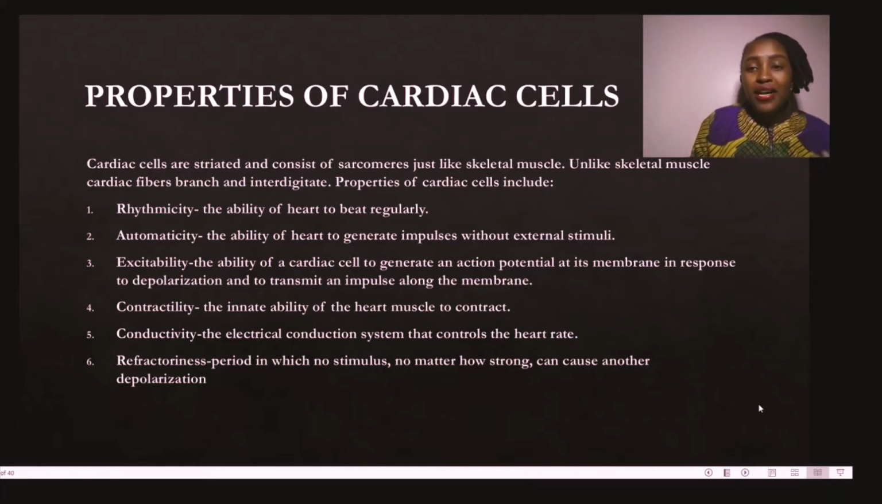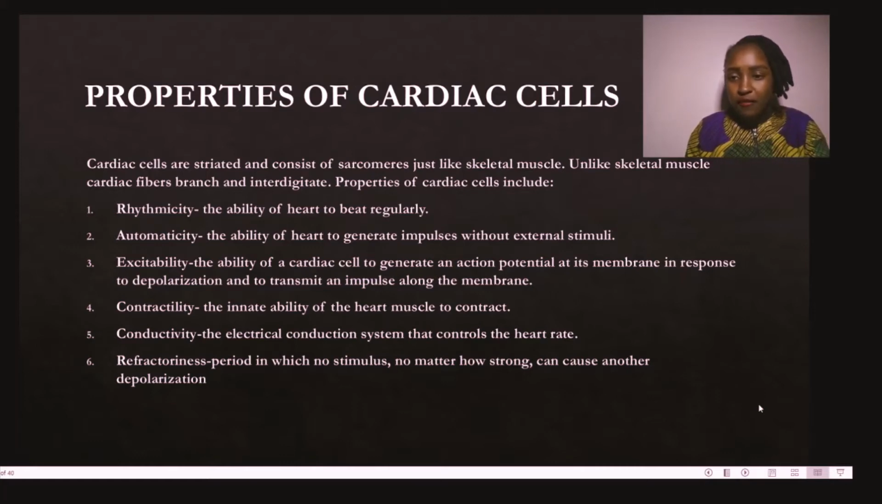Then we have depolarization, where there is contraction of these muscles, and this is what pushes blood out of that heart chamber. Then we have repolarization, when the heart muscles are returning to the normal resting state. So going back to polarization, it is important to remember that it is because of these properties of the cardiac cells that the action potential is able to do these three processes that I have mentioned.